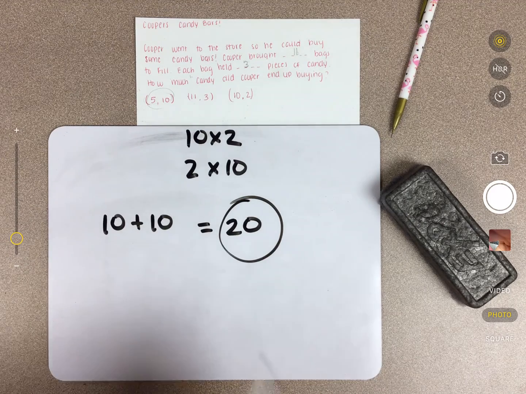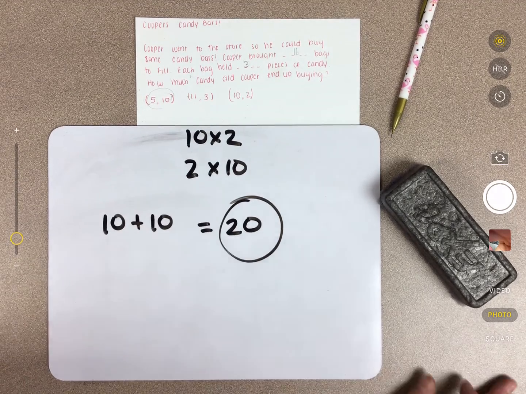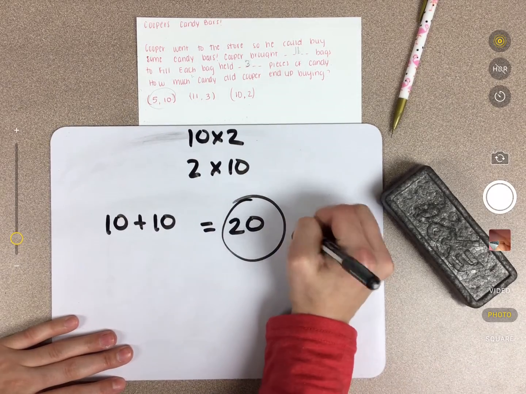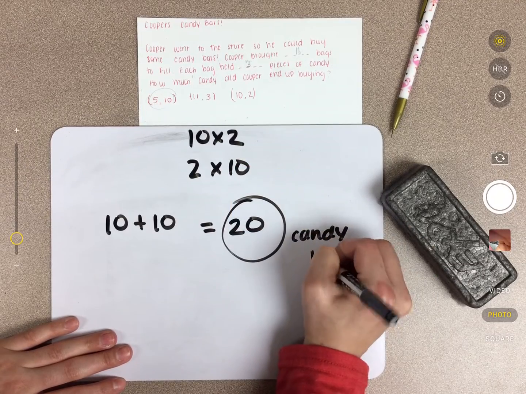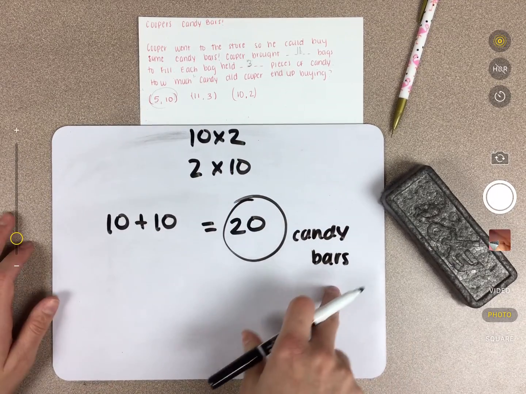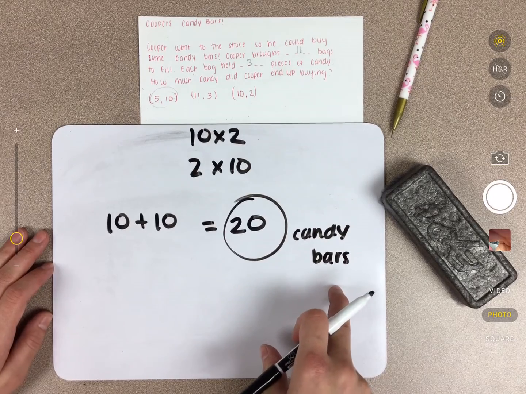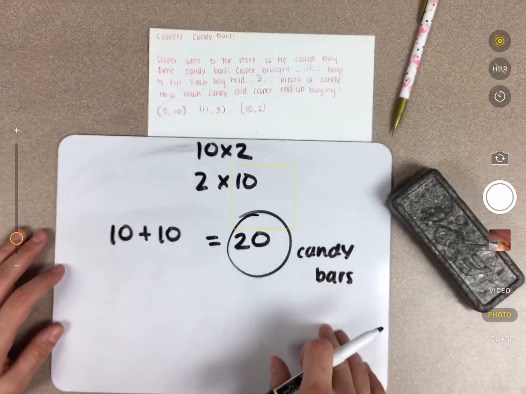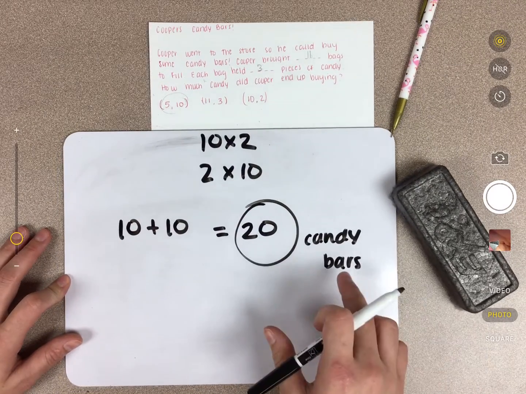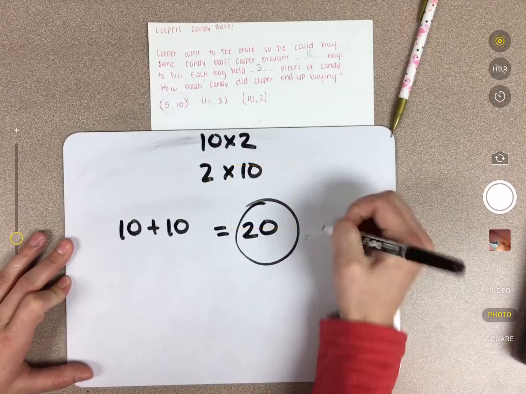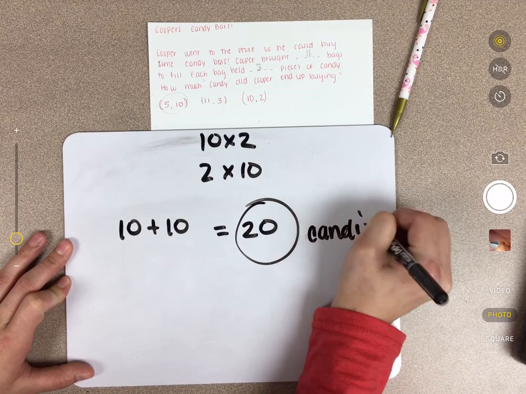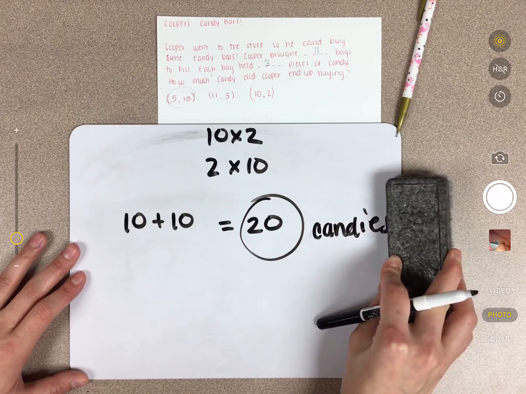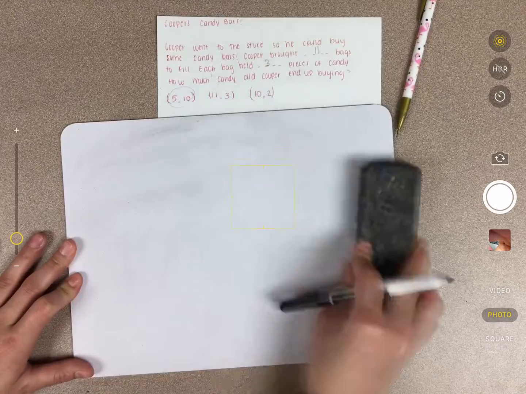And then also remember, 20 what? What did I get 20 of? Candy bars, right? So I need to make sure that I'm labeling my answer and saying 20 candy bars, because it's not 20 bags. It's 20 pieces of candy all together. So I got 20 candy, well, pieces of candy. I guess not candy bars, but we'll just do 20 candies. So make sure that you're labeling your answer. Keep your work organized and use the commutative property because it will help you.